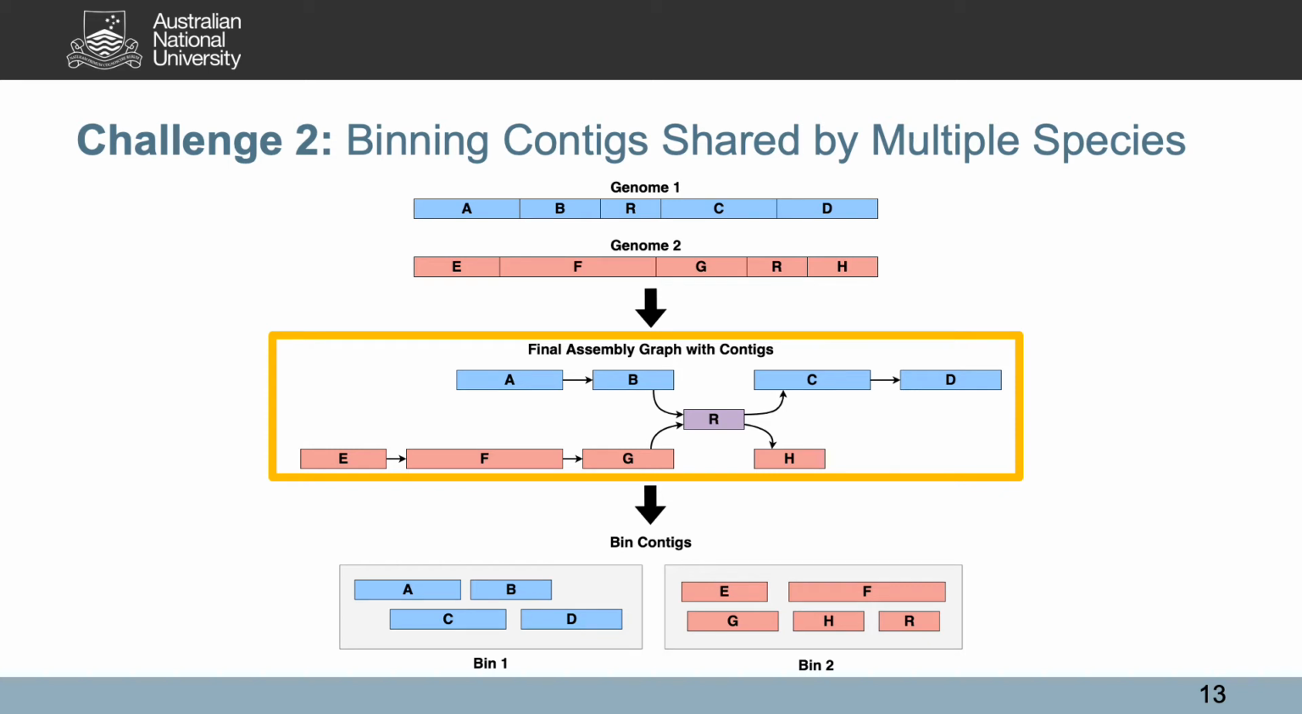If we have the assembly graph with the contigs, then we can see that the contig with the shared region connects to contigs of both genome 1 and genome 2. Moreover, the contig R may have an elevated coverage value as well. We can make use of this additional information from the assembly graph and determine that contig R belongs to both bin 1 and bin 2. This is one major contribution offered from our work GraphBin2.